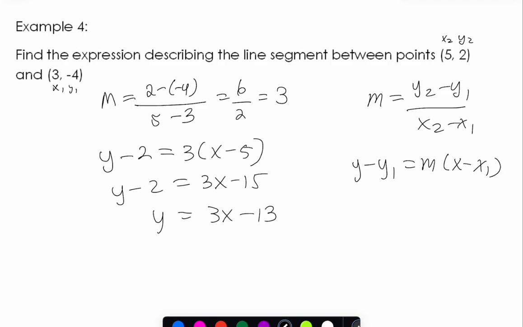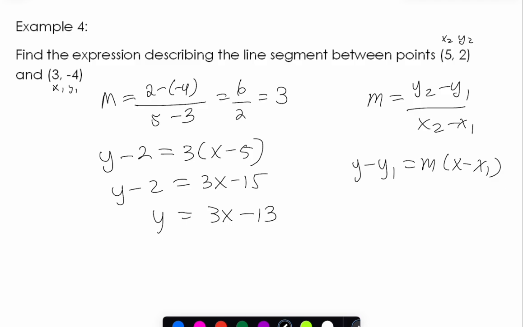Now, if the instruction said, find the equation of the line between the points, we would be done. That is the equation of the line. But that is not describing the line segment. The line segment starts at the point 3, negative 4, and ends at the point 5, 2. So we have to restrict the domain to be between those values.